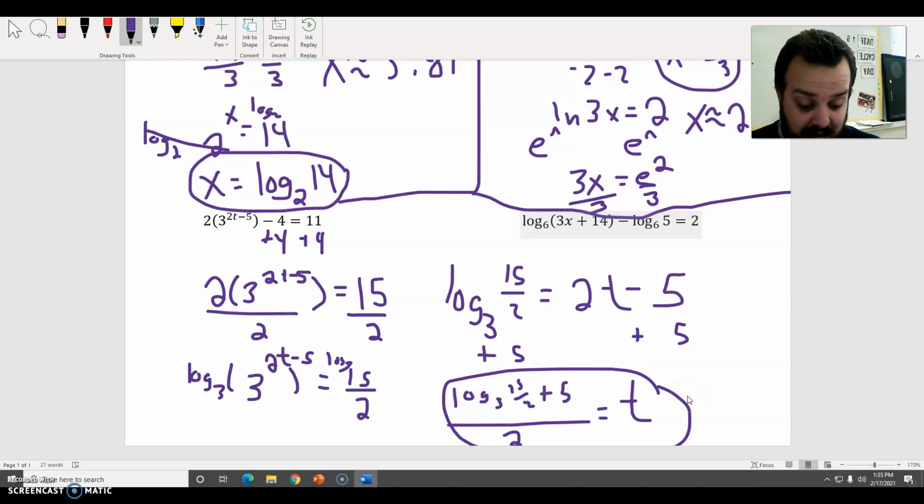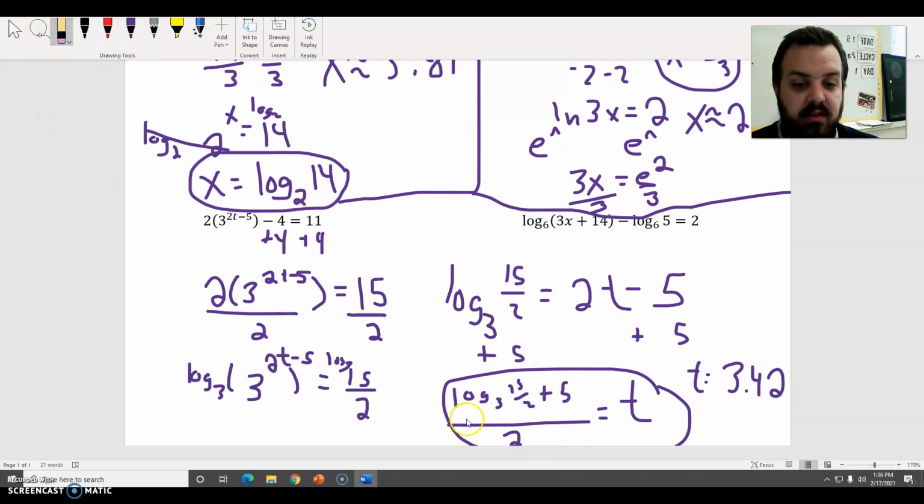That's my exact answer. I can get the answer in my calculator, again using that change of base formula. So we're going to say the log of 15 over 2 divided by the log of 3, plus 5, and that entire thing needs to be divided by 2. And I'm going to get 3.42. Okay? All right, let's do one more.